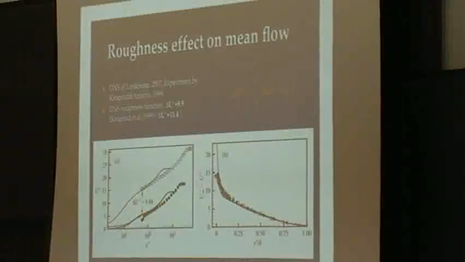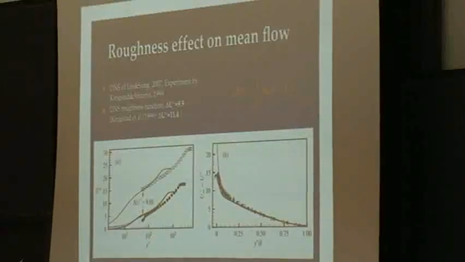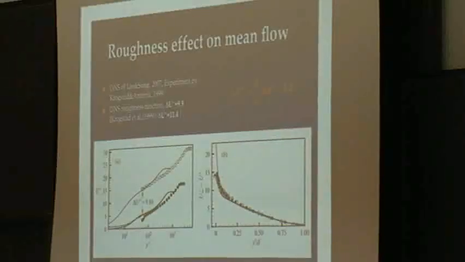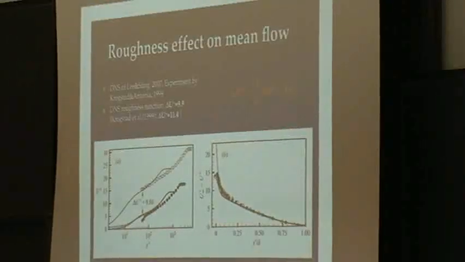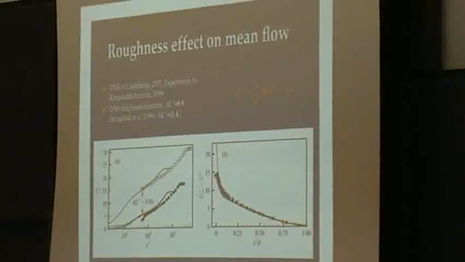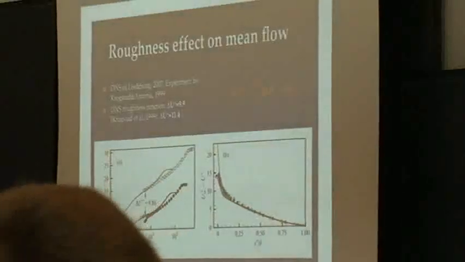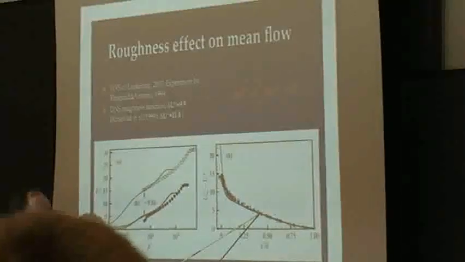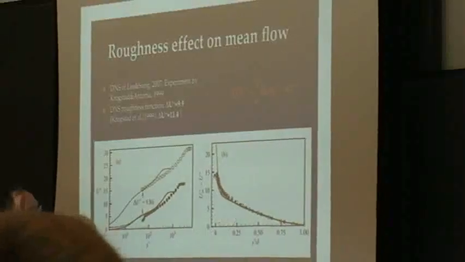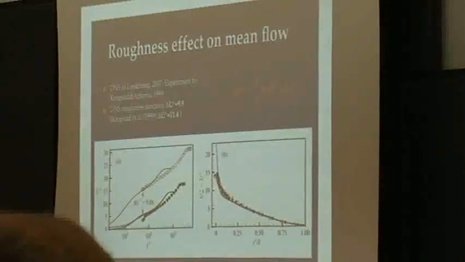And I don't know if he did this on purpose, but he seemed to be matching our shift in the log law very well. A shift here of almost 10, and ours is 11. This is my data, and this is the DNS smooth and rough. Again, small differences here perhaps, a little bit more differences in the experiments.